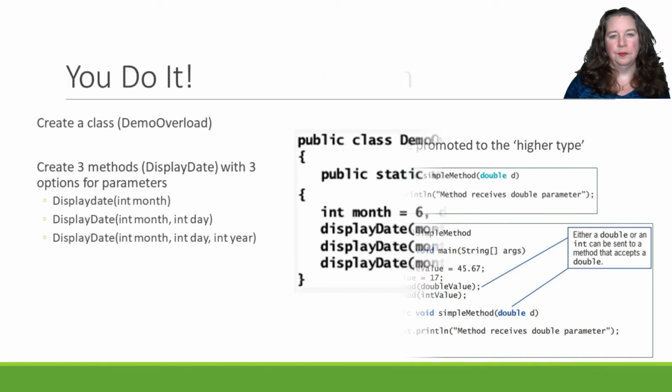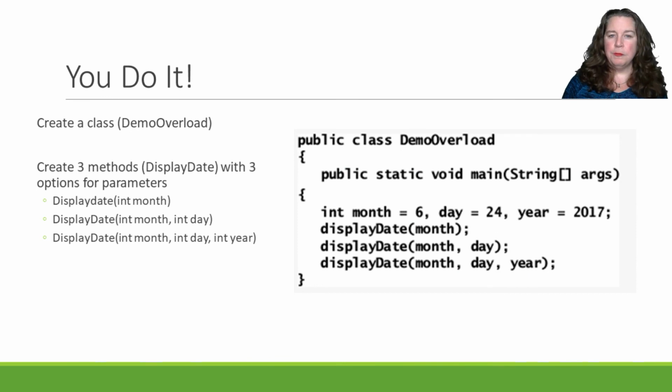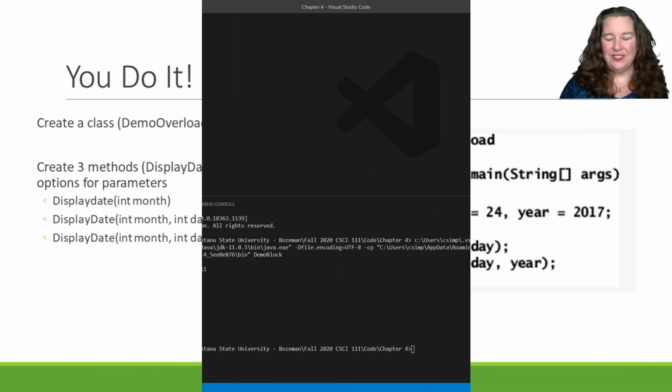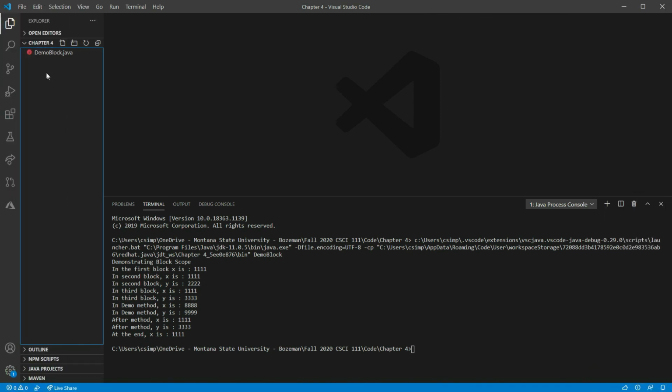We're going to play around for a minute with a demo overload where we're going to talk about how to overload methods. This is going to allow us to use 3 methods, all with the same name, display date, and use 3 different possible parameters to explain it. Let's look at the code. On page 184, we are going to do another demo to show how overloaded methods are going to work.